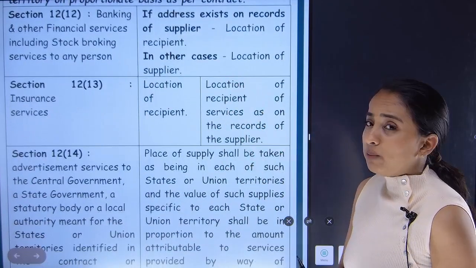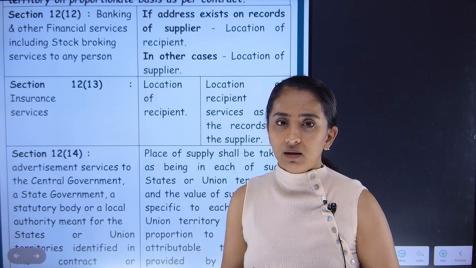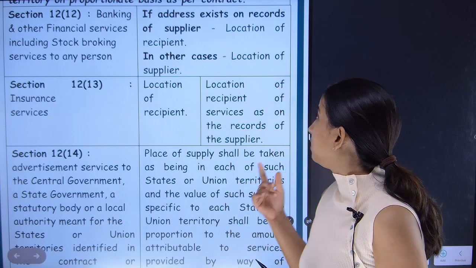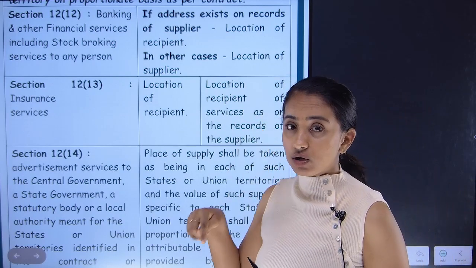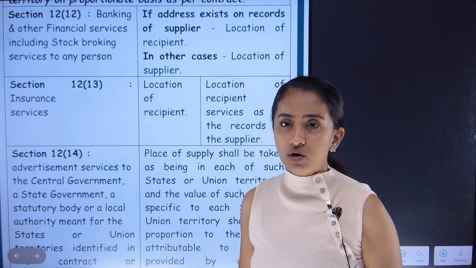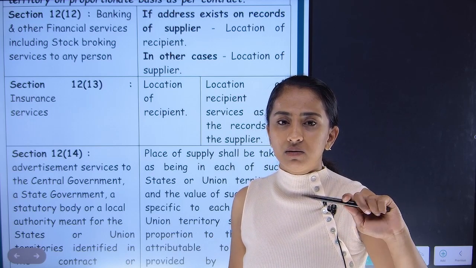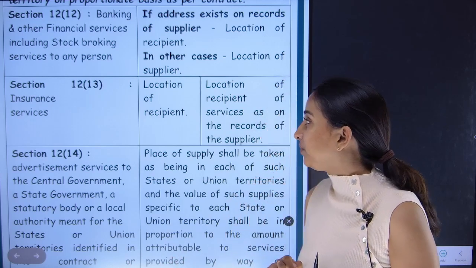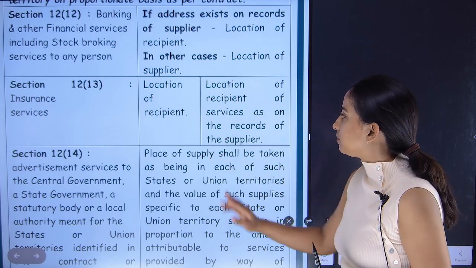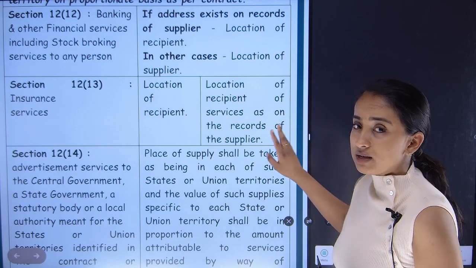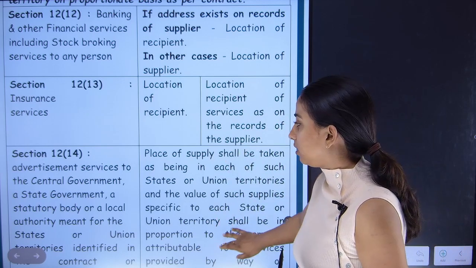Now, bank, you go to bank, you get some services from bank, banking, financial service, etc. Location of the recipient, address that exists on records. If there is no address existing on record, then the supplier's place itself will be the place of supply. Insurance service, generally location of recipient. Otherwise, location of recipient as exists on the records.